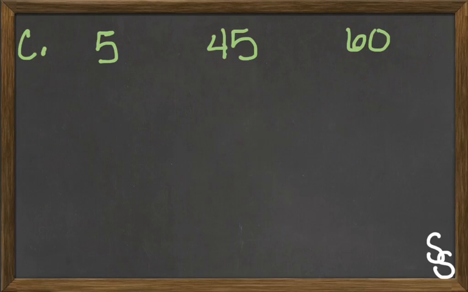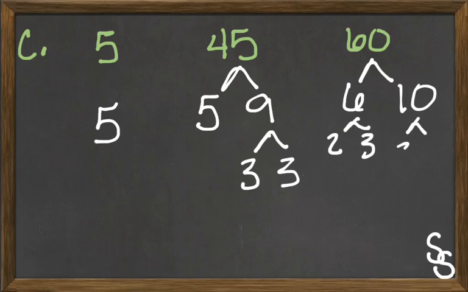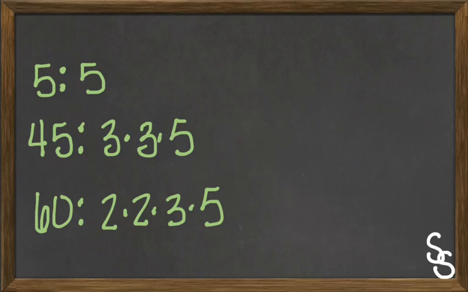Our final example in practice set is C. We have 5, 45, and 60. We don't need to find a prime factorization for 5 because 5 is prime. Now we compare. All three numbers have a 5 in common as a prime factor.